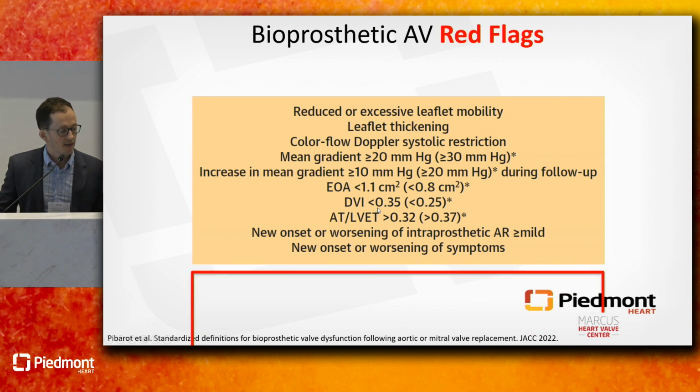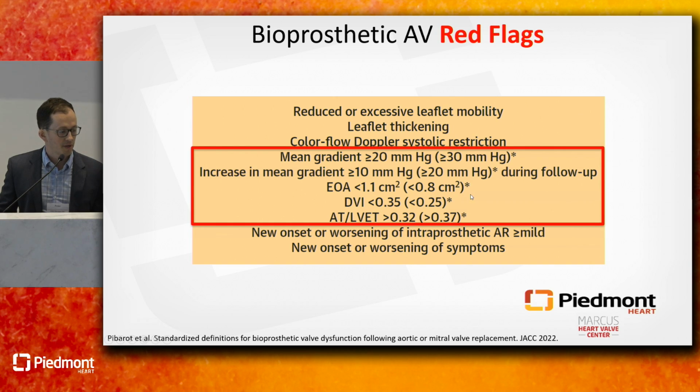From an echo standpoint, and not to get too technical, there are key red flags that we look at when we're looking at these patients on postoperative echoes. And I've highlighted them here. A mean gradient over 20, an increase in the mean gradient of greater than 10 from the initial postoperative echo, an EOA of less than 1.1, DVI of less than 0.35, and acceleration over LV ejection time of greater than 0.32. So as we mentioned before, it goes beyond just what the gradient of the valve is. You really need to look at these other echo parameters to say, is there actual dysfunction within the bioprosthetic valve?